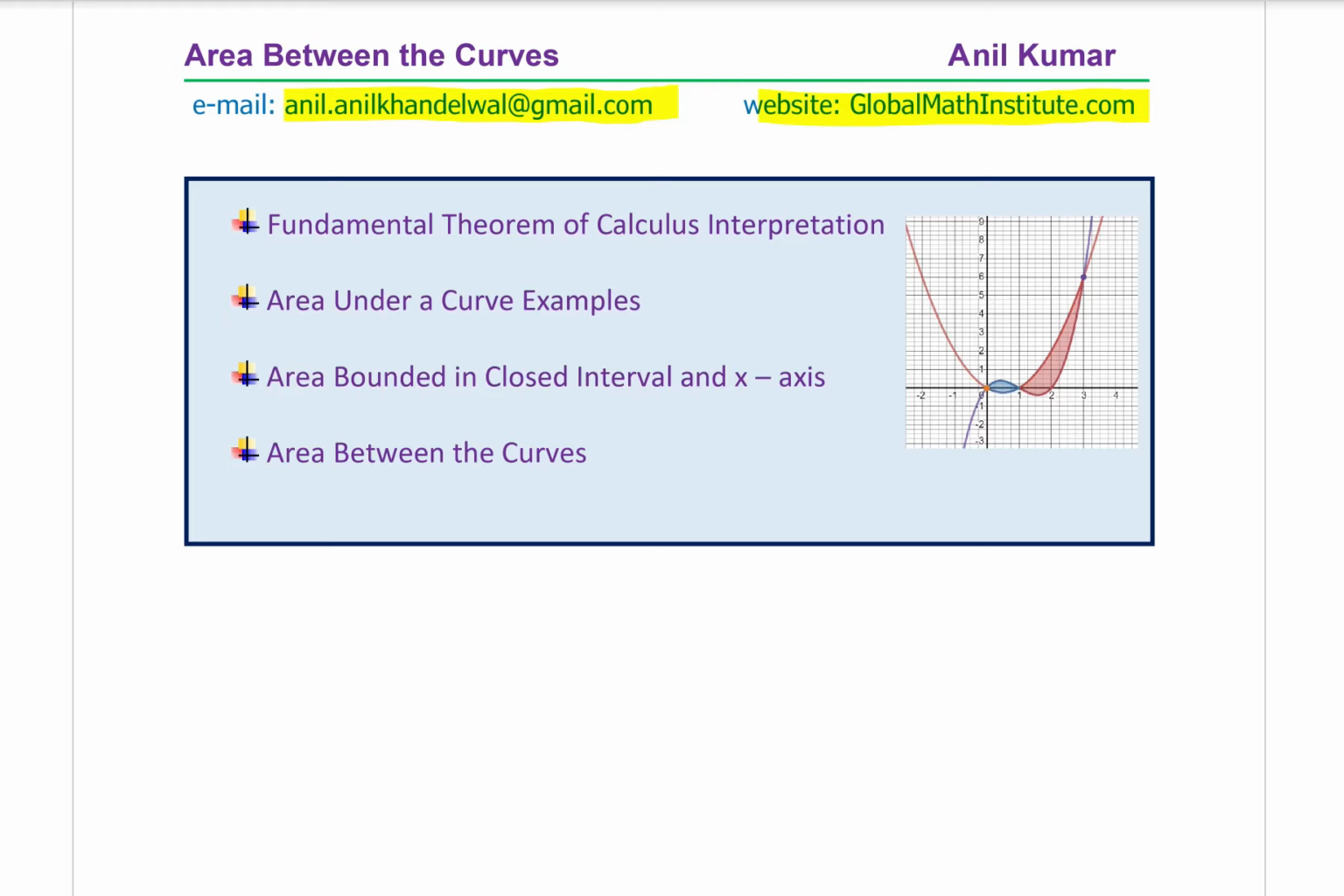Our series on integration is for students who want to understand the topic from very basics. Here is the fourth video in this particular series. We're trying to find area between the curves.